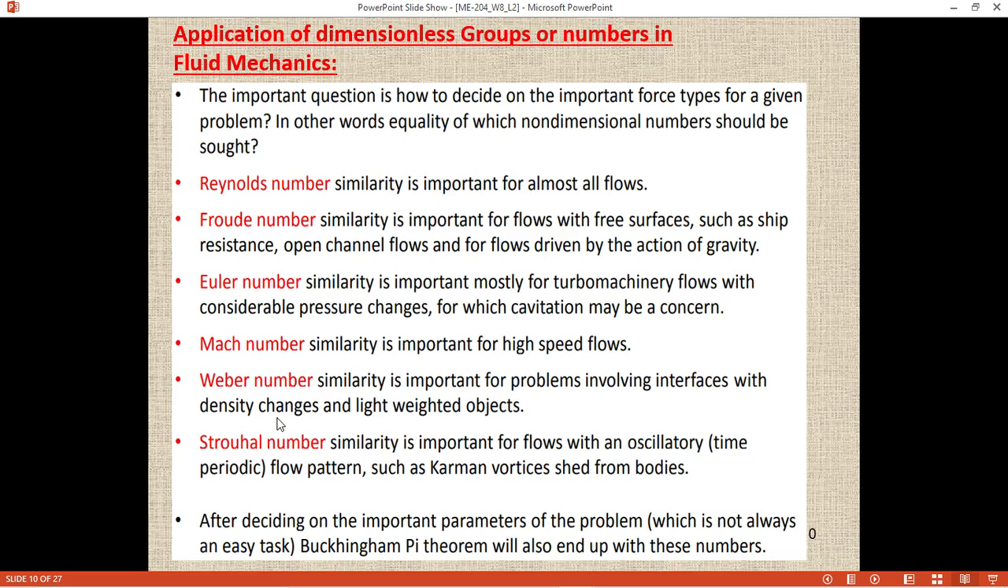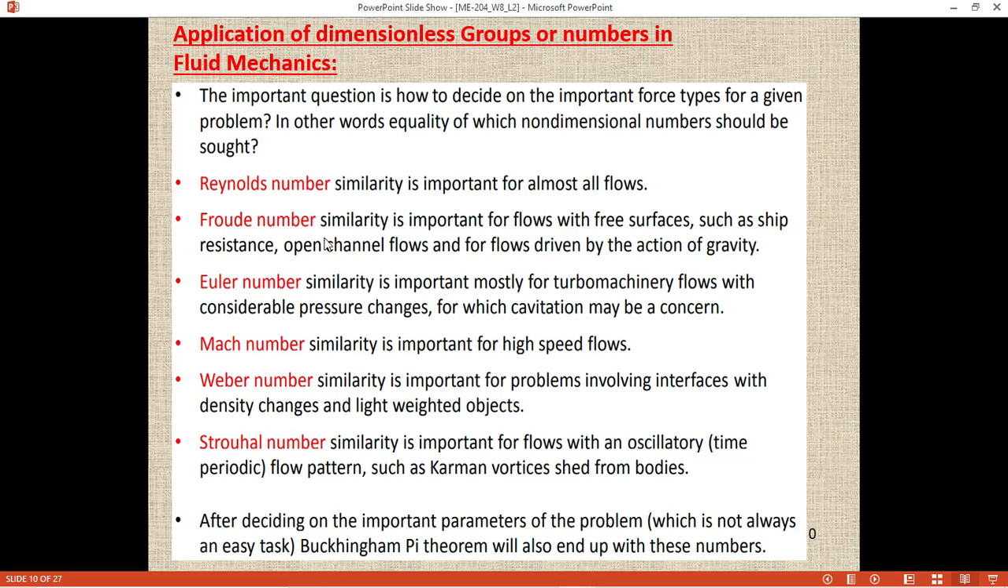So here we can see some applications of these numbers. Where can we use the Reynolds number? Reynolds number similarity is important for almost all flows. Wherever the fluid is flowing, in an open channel or in a closed channel, in a pipe or in an open channel or trench, in those areas the Reynolds number must be used.